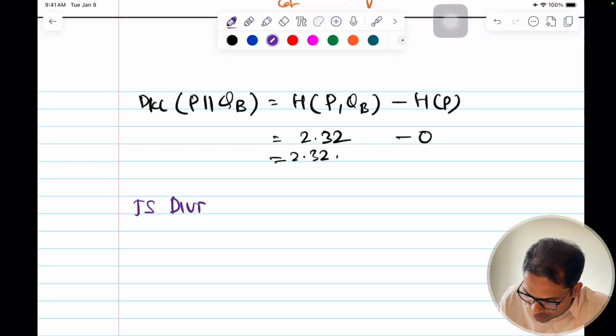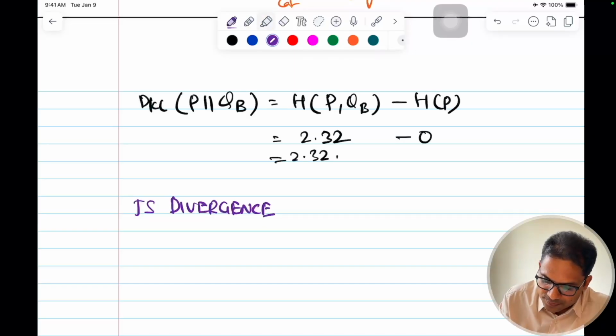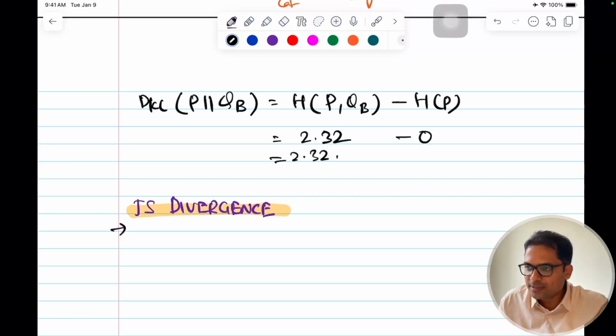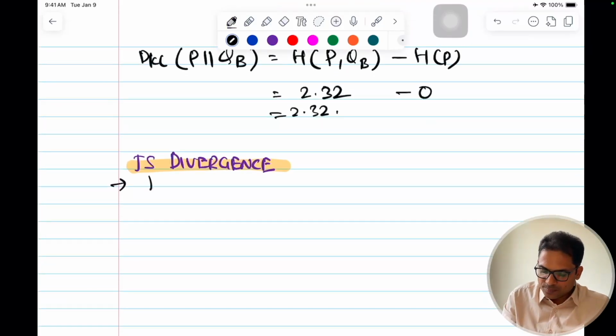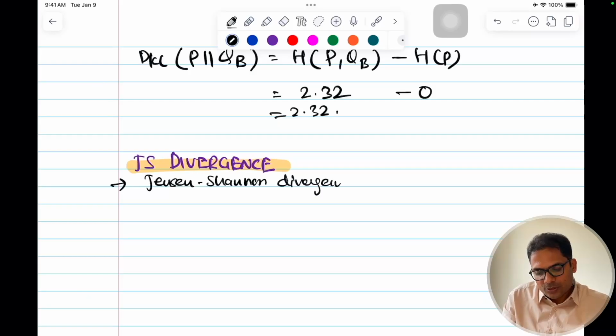JS Divergence. What is JS Divergence? This is named after two scientists, Jensen and Shannon. Jensen and Shannon divergence.